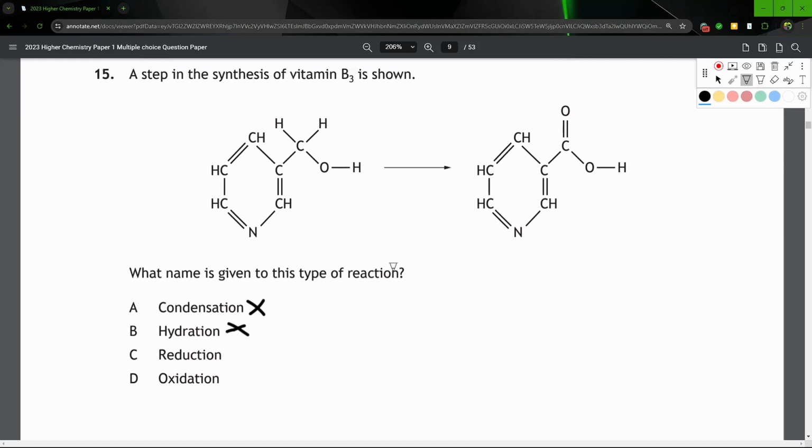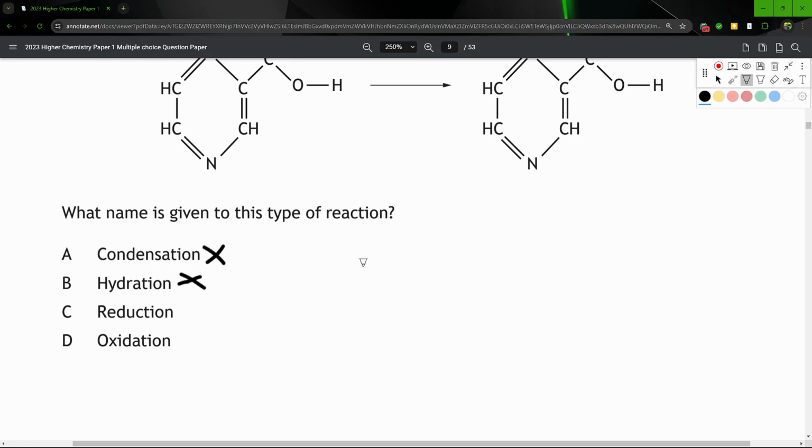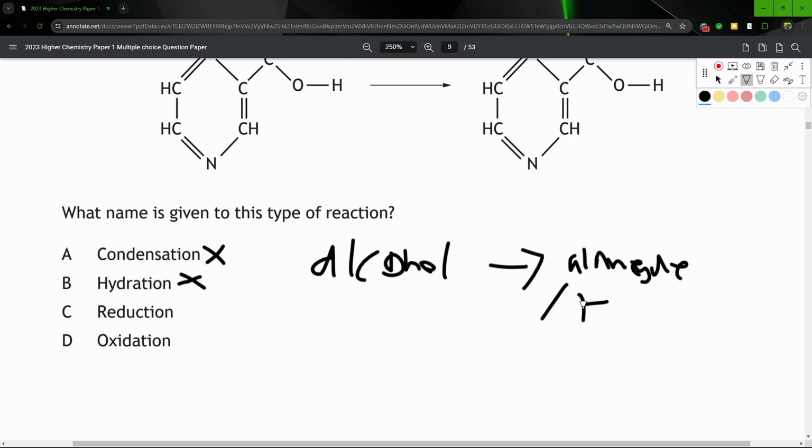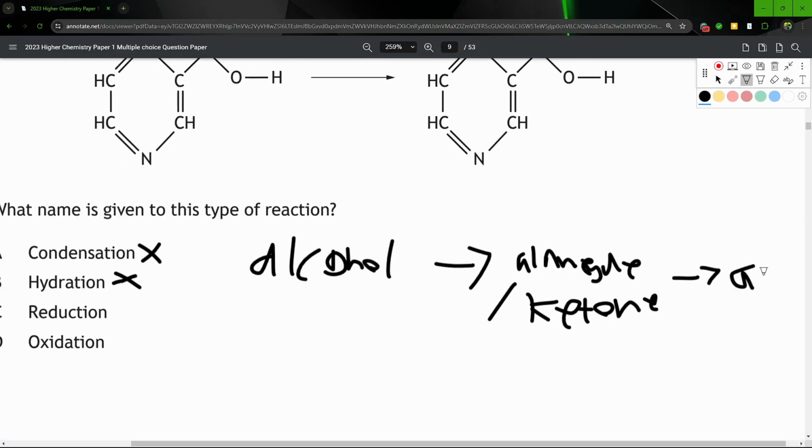Reduction, well, no, because remember, you have this kind of oxidation chain when you have an alcohol, and then you oxidize it. Oh, that's a clue. Maybe it's oxidization. You can oxidize it into an aldehyde or ketone, and you can further oxidize it, if it's an aldehyde, into a carboxylic acid, so just write acid because I'm running out of room.